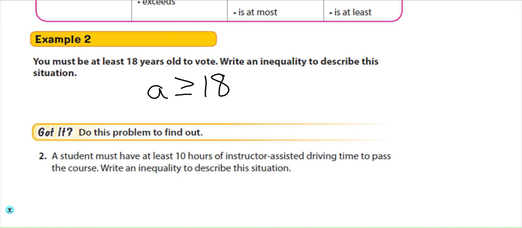Okay, let's go to number 2. A student must have at least 10 hours of instructor-assisted driving time to pass the course. Write an inequality to describe the situation. So we need at least 10 hours. So can you have 10 hours exactly? Yes. Okay. Can you have more than 10 hours? Yes. Can you have less than 10 hours? No. Okay. So your time has to be at least, which would be greater than or equal to 10. All right, let's go ahead and turn the page.